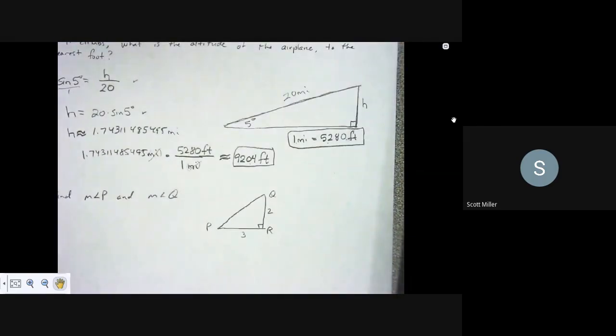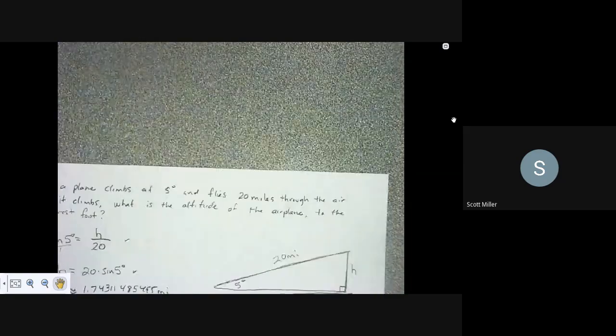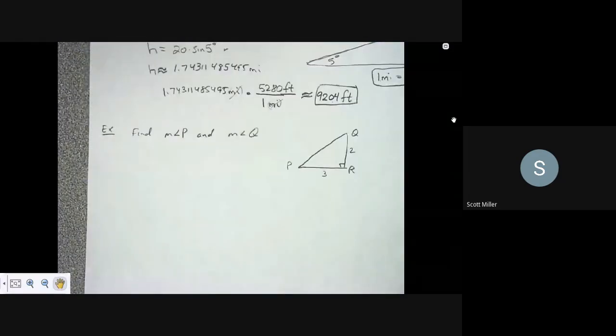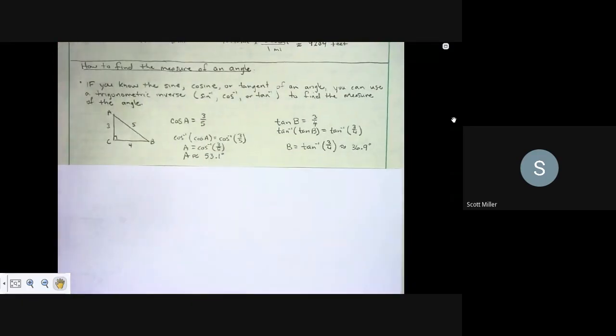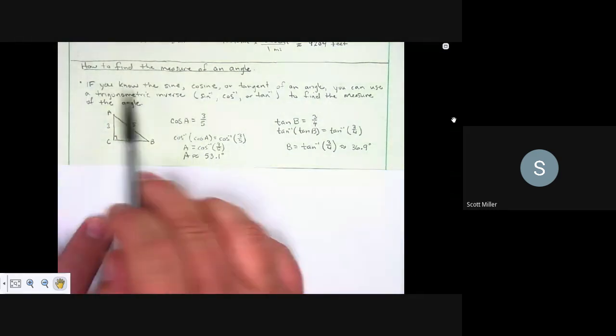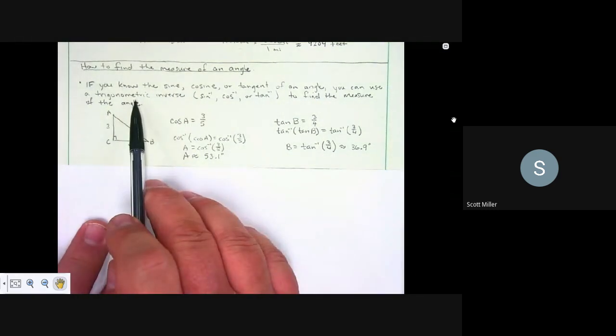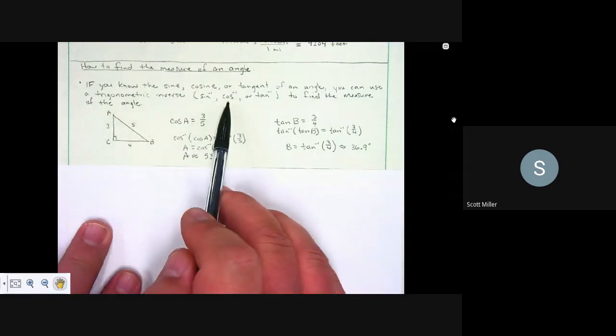Okay? Now, the next thing we want to talk about is how do I handle this question that's coming up? How do I find an angle measure? All right. The trig ratios are used to help us find side lengths using the angles that we're given. So if I'm not given an angle and I need to find an angle, then I need to use what are called the inverse trig ratios.